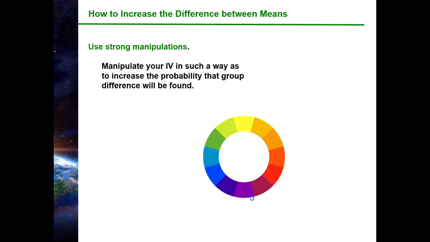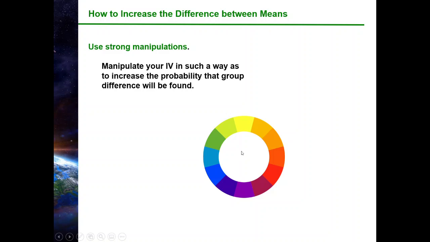Let's look now at how we're going to actually do this. How do we increase the difference, the spread between means? How do we make them more different? The answer is to use strong manipulations. So what is a strong manipulation? This refers to anything that you can do to your independent variable to increase the probability that you're going to see a large difference between your groups. I have this color wheel up here to give you an example of how we might use a strong manipulation to hopefully increase the absolute effect size.